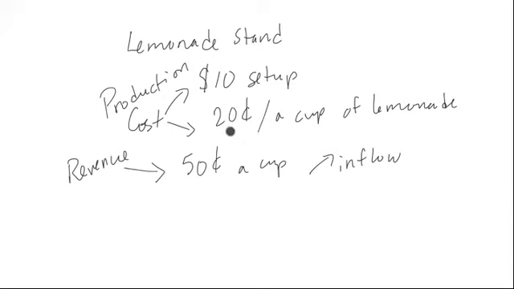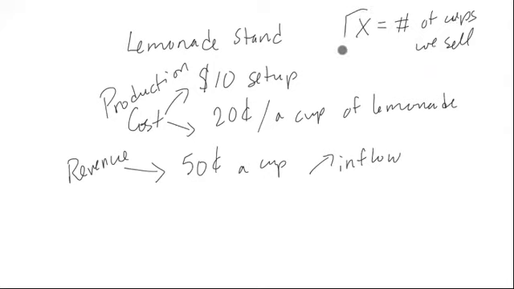Now let's think about writing each one of these things as a function. Production cost, revenue. Let's just call this a cost function. What does it cost us? Well, first of all, what if we don't sell any lemonade? Let X be equal to what we sell, or the number of cups that we sell.